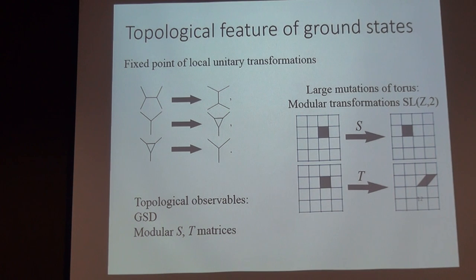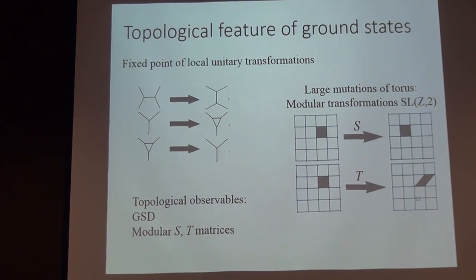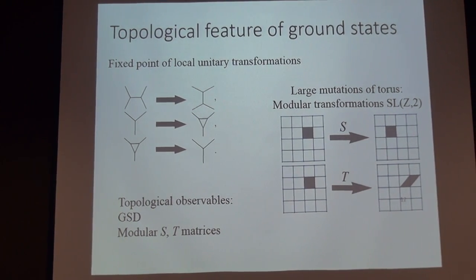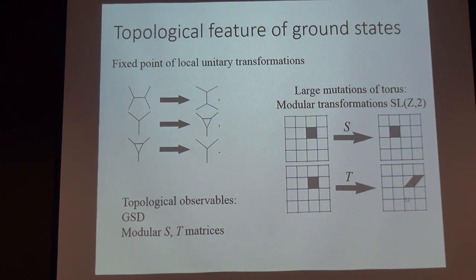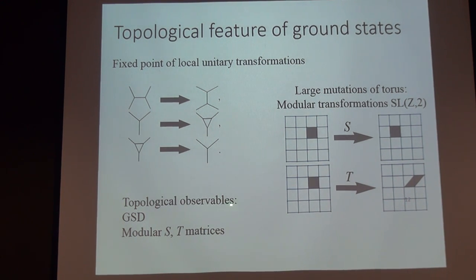which changes the structure of the graph. In the continuum case, it's a metric transformation. So this topological feature will lead to the topological observables, ground state degeneracy, and modular matrices S and T, which we can use to characterize the topological phases.